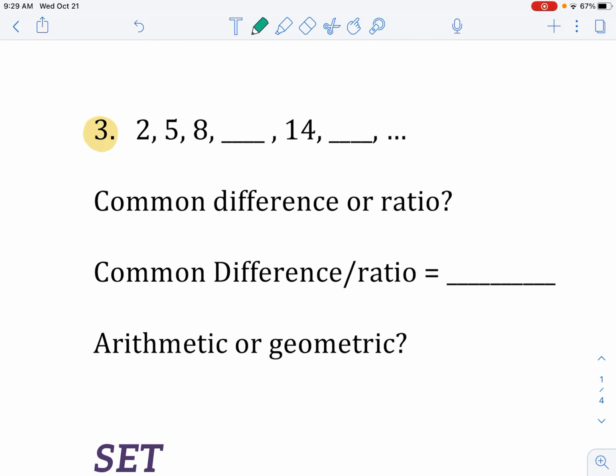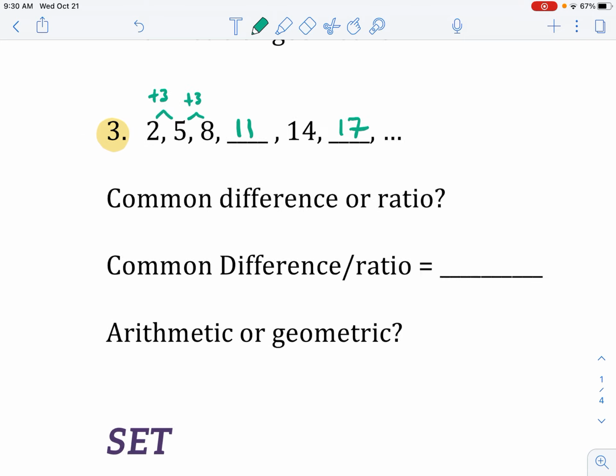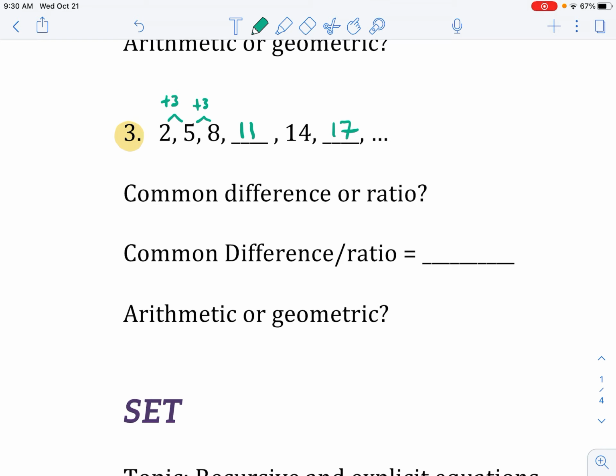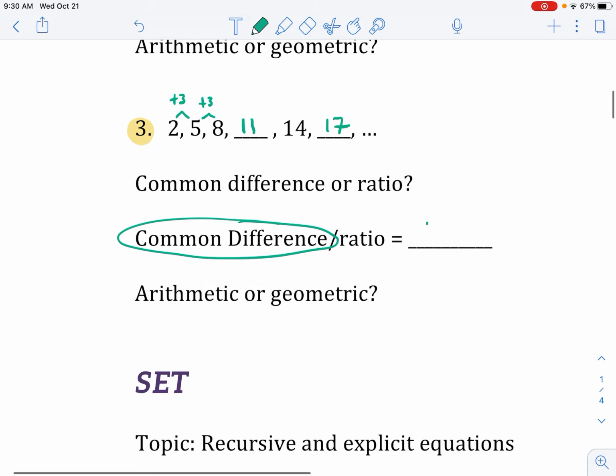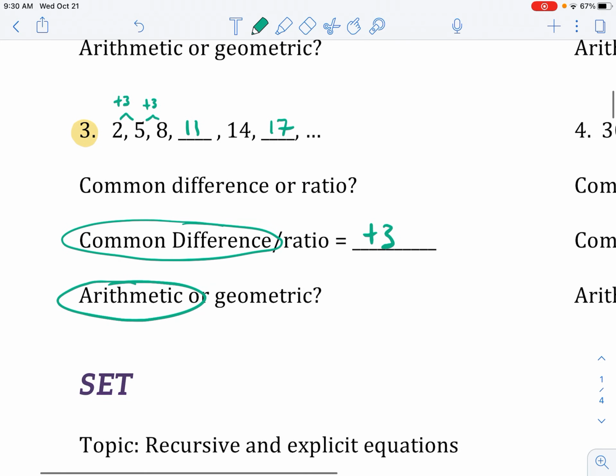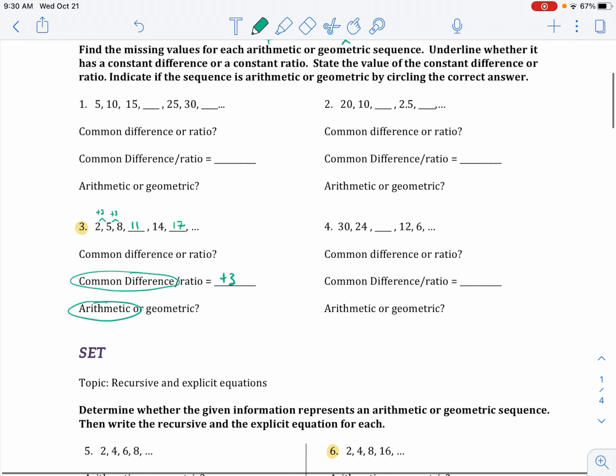2, 5, 8, blank, 14, blank. So 2, if it was plus 3, would be arithmetic. 5 plus 3 is 8, so that checks out. Plus 3 is 11, plus 3 is 14, plus 3 is 17. So this has a common difference because it's arithmetic. And that common difference is plus 3, and we just said it's arithmetic. Okay, so that is how you do the ready.